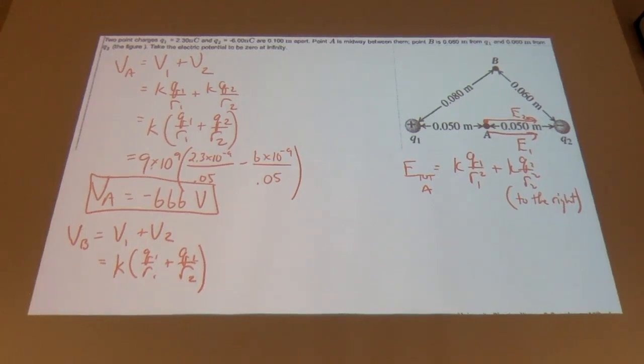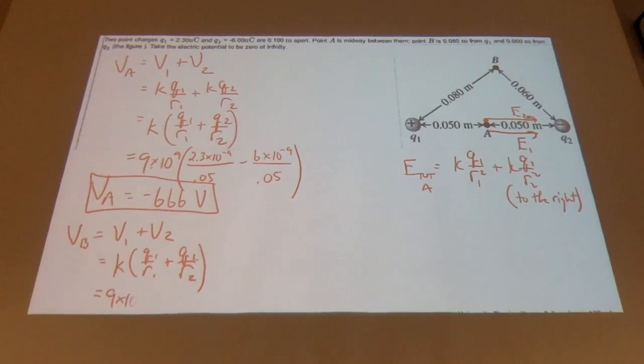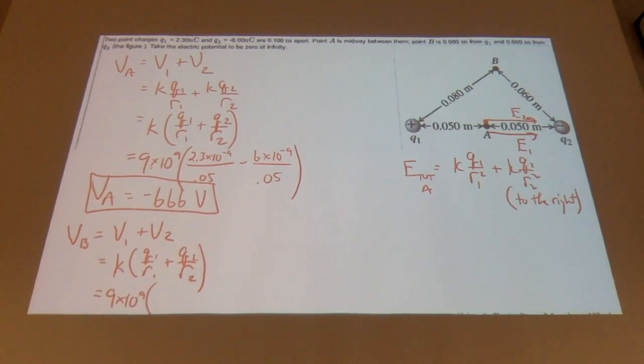Some of the numbers have changed, but otherwise everything is fine. So this is 9 times 10 to the 9th. Q1 is still 2.3 times 10 to the minus 9. Our distance here has changed. It's now 0.08 away. Then minus 6 times 10 to the minus 9, and this distance is 0.06, just looking at the diagram. For this, you should get negative 641 volts.